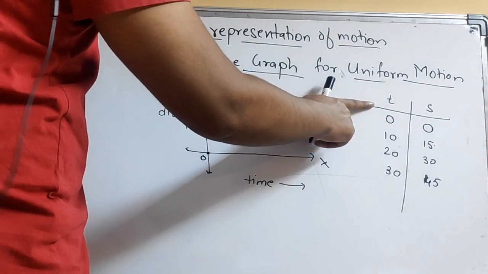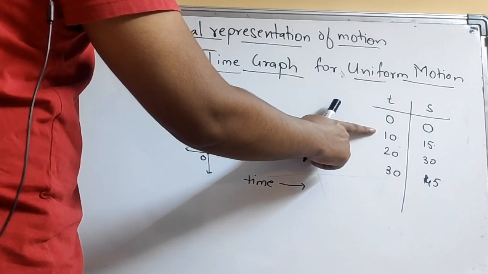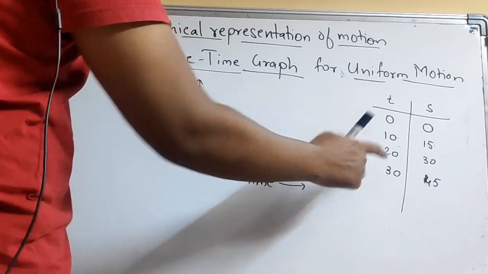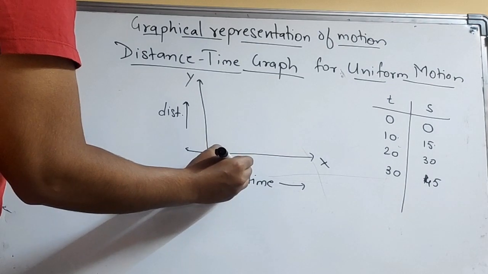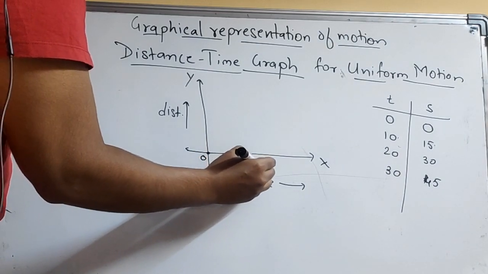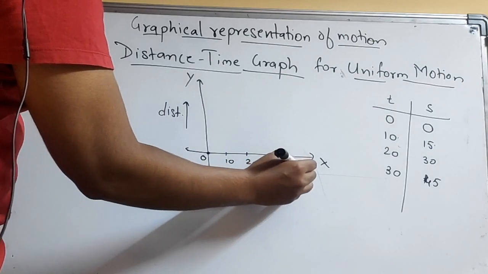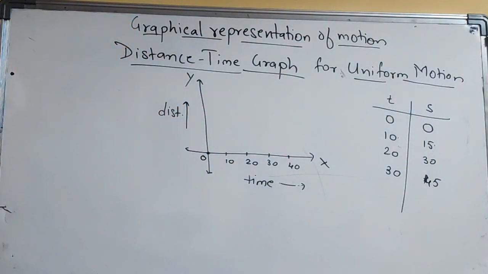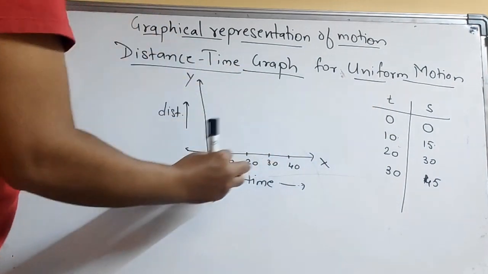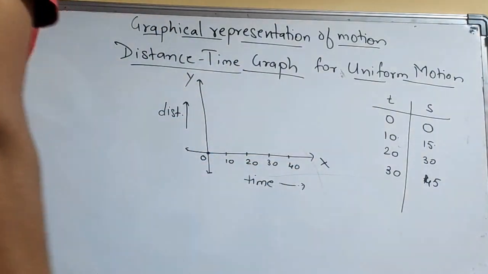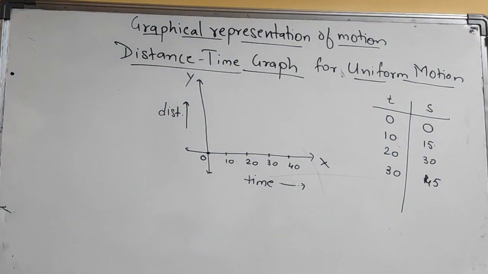So let us see how the time is moving. 0 to 10, 10 to 20, then to 30. So I have got 10, 20, 30, 40 and so on. See, equal distance must be maintained between each point. Equal distance must be maintained between each point.